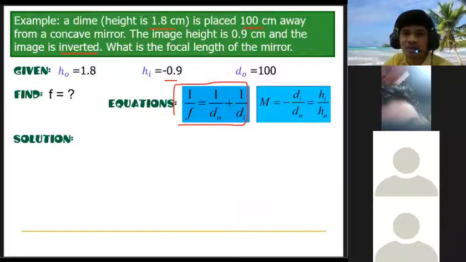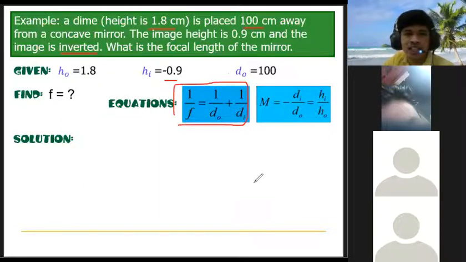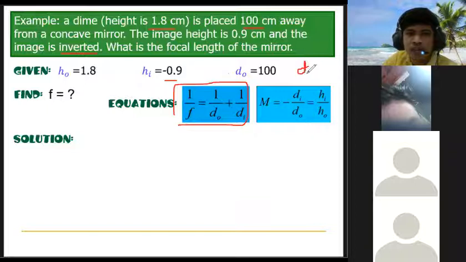So how do we do that? First, we are going to solve for 1 over F equals 1 over DO plus 1 over DI. But we don't have a value for DI. So how are we going to do that?